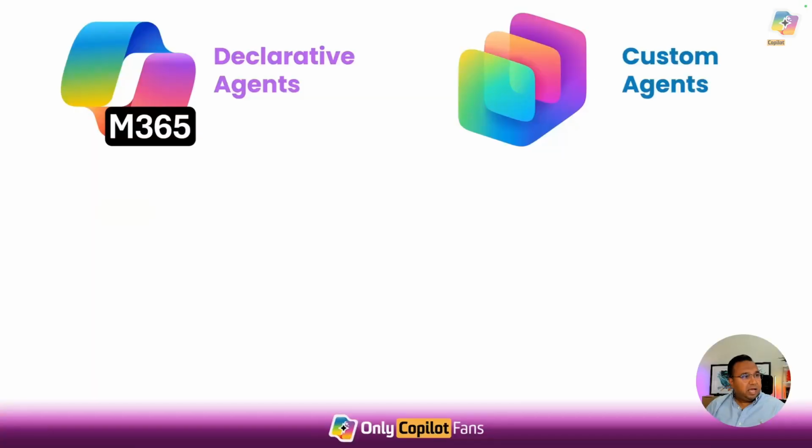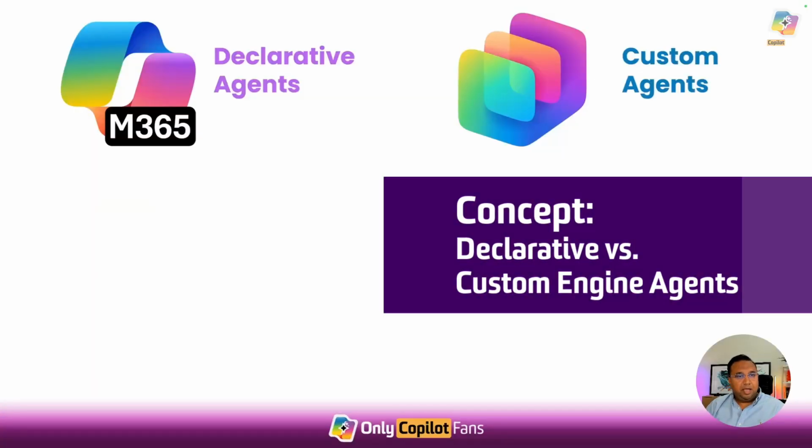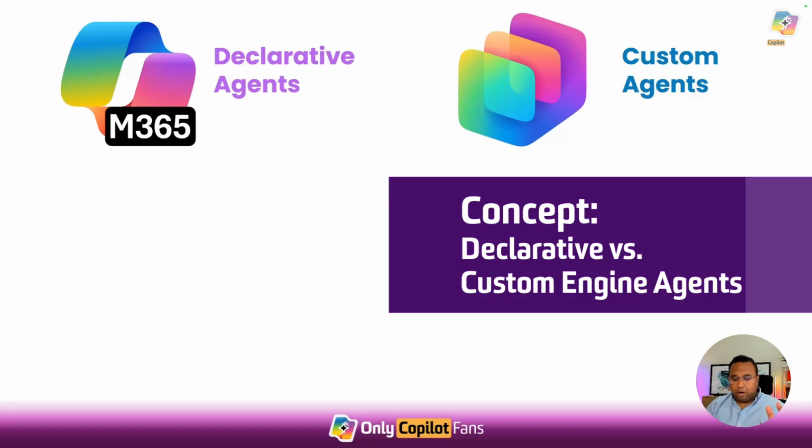So before we talk about how to build declarative agents, let's first understand what they are and how they differ from the agents that you typically build inside of Copilot Studio. On my screen here on the left-hand side, I've got the declarative agents column, and on the right-hand side, I've got custom agents. Let's talk about what sets them apart.